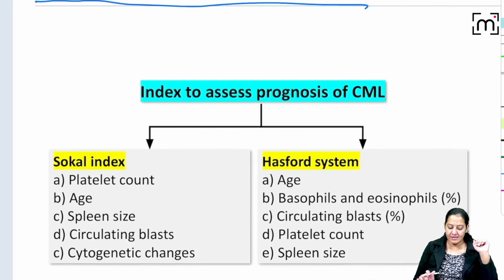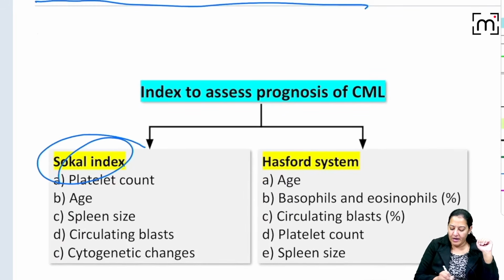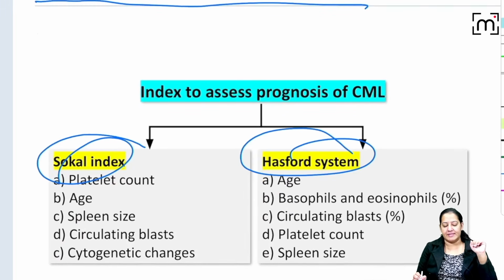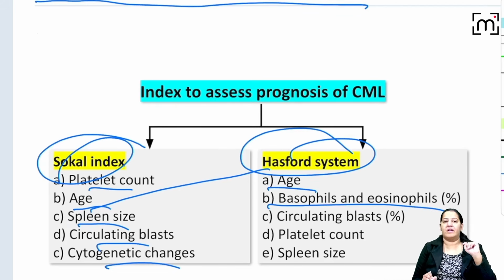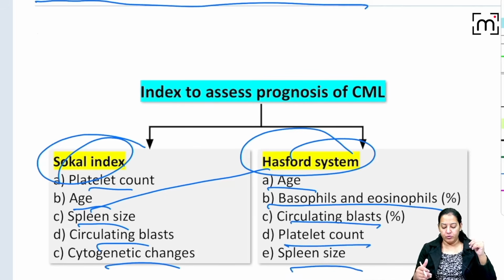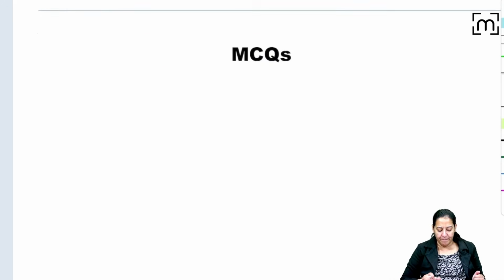In the prognosis, there are two types of index, the Sokal index and the Hasford index. In the Sokal index, 5 criteria are there: platelet, age, spleen size, blast and cytogenetics. In the Hasford also we are having age, which is a common feature here. Here we are having basophil and eosinophil, circulating blast, platelet count and spleen size, based on which we can do the prognosis of the CML. So that's all about CML. I hope you learned the topic well.